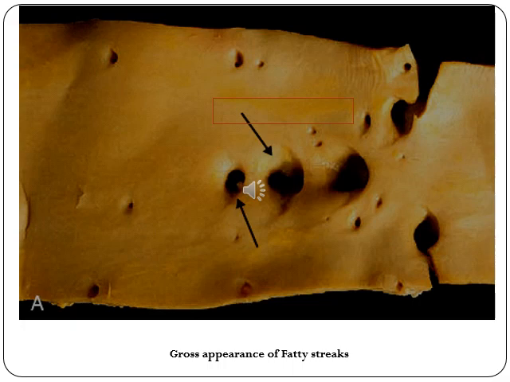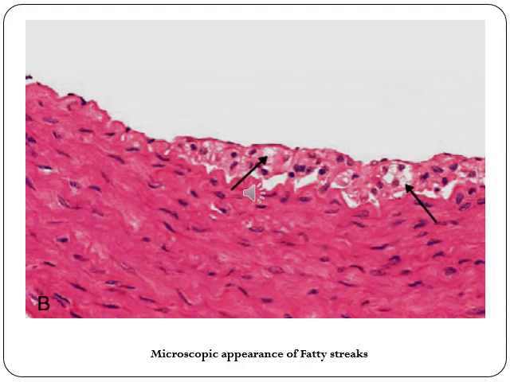This photograph shows the gross appearance of fatty streaks, which are highlighted here by a red colored box as well as black colored arrows. These appear as flat streaks of yellow color on the surface of the intima of blood vessels. This photomicrograph shows the appearance of fatty streaks microscopically. You can see, pointed out by arrows, these bubbly cells. These are foamy macrophages.